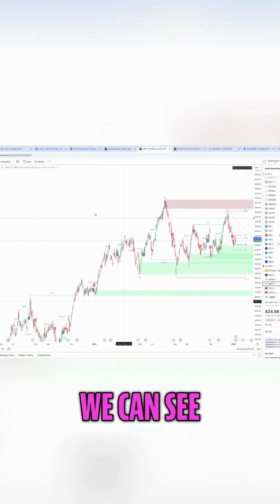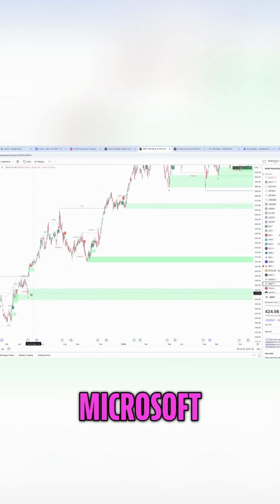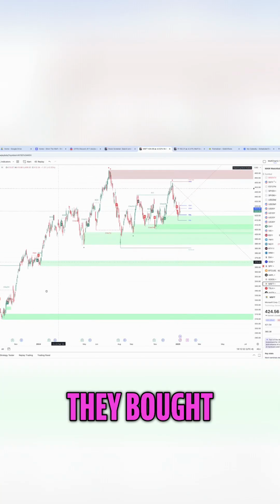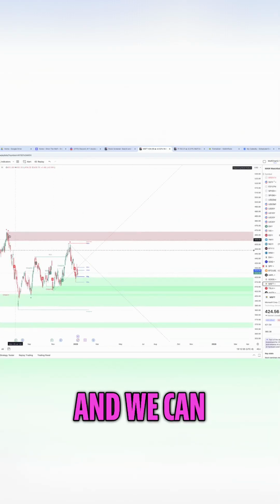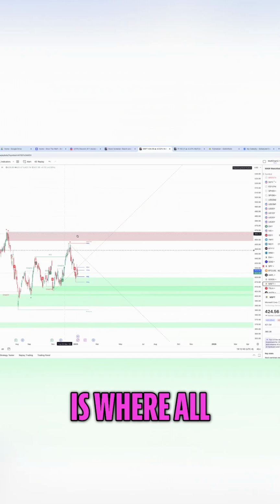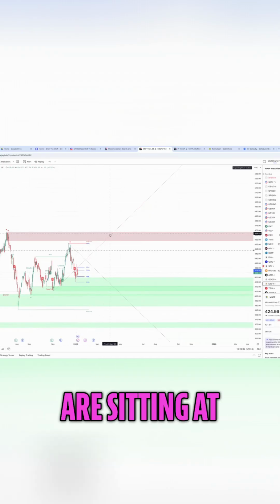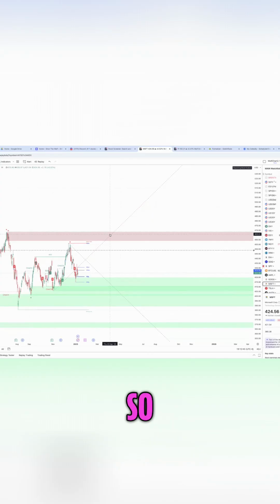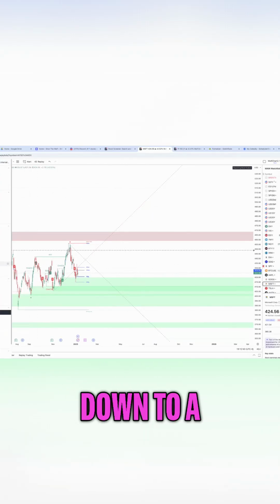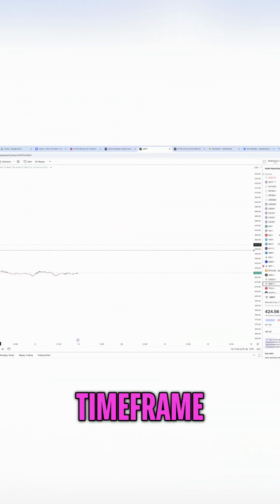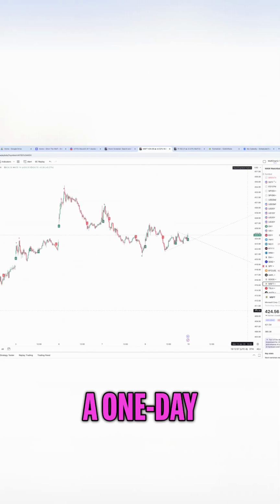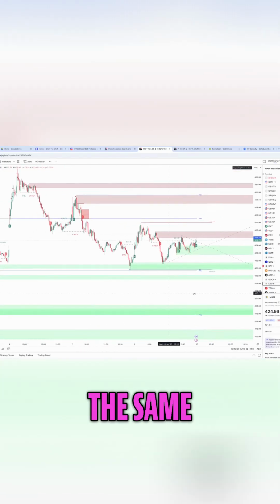So with our chart, we can see everywhere they've accumulated Microsoft shares, even back to May 2023, everywhere they bought Microsoft, where their positions are. And we can see if Microsoft was to shoot up and get back in this zone, we know that this is where all their sell orders are sitting. Okay. So we use that information when we're doing our trade plan. So even if you come down to a 5 minute time frame and we look at that same information that I just gave you on the 1 day time frame, it's going to be the same thing, right?